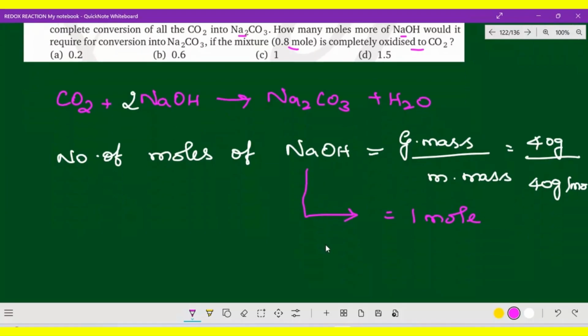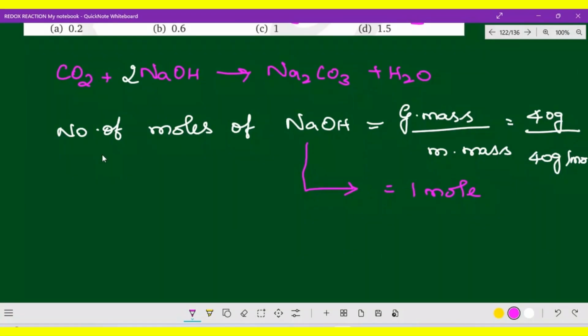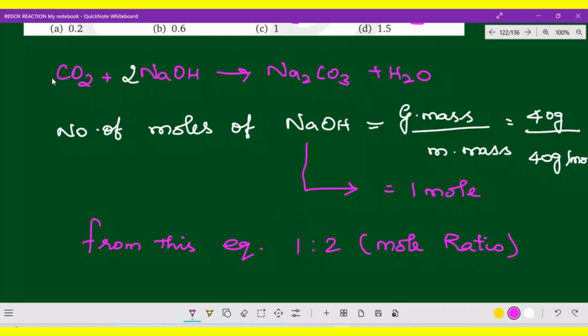Now, logical way of thinking, from this equation, the mole ratio is 1:2. So 1 mole of carbon dioxide requires 2 moles of sodium hydroxide.